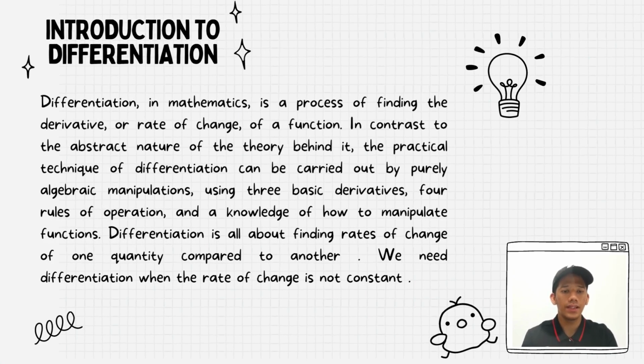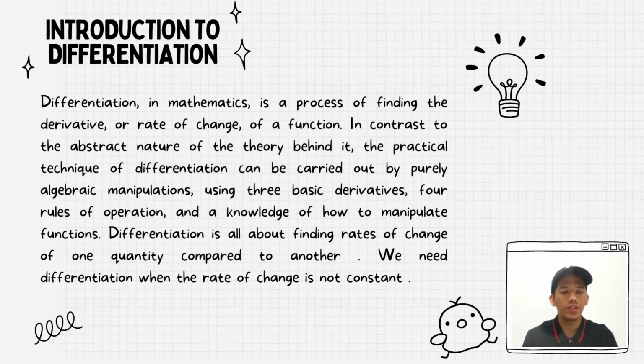Differentiation in mathematics is a process of finding the derivatives or rate of change of a function. In contrast to the abstract nature of the theory behind it, the practical technique of differentiation can be carried out by purely algebraic manipulation, using three basic derivatives, four rules of operation, and a knowledge of how to manipulate functions.